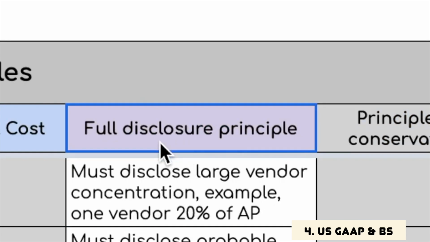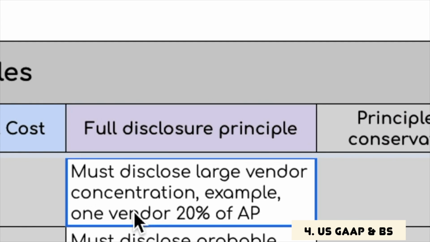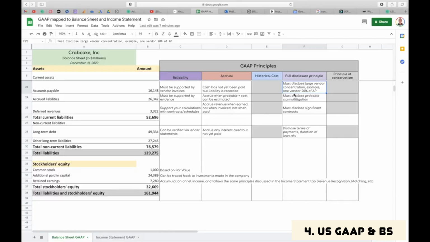The full disclosure principle, the same way we talked about accounts receivable, with accounts payable, you should also be disclosing any large vendor concentration. So if you have, for example, a vendor that makes up 20% of your accounts payable, you should disclose that in the footnotes. The reason being is that investors would want to know if there's a risk. If you have one supplier that you rely on heavily, if that supplier goes out of business, this is a risk to the business, right? And so disclosing any concentration of accounts payable is something that you should be doing.